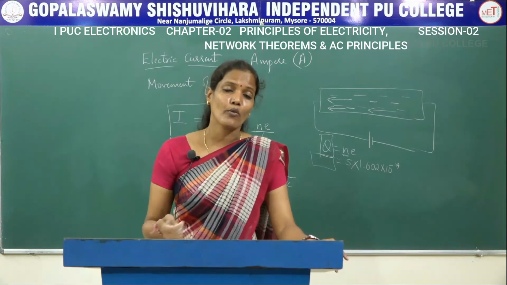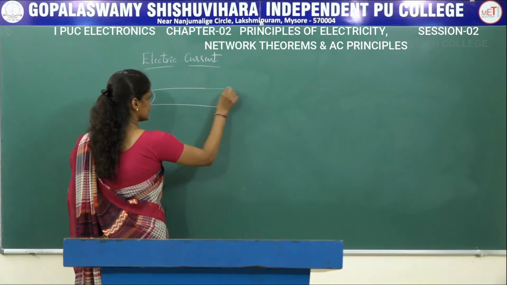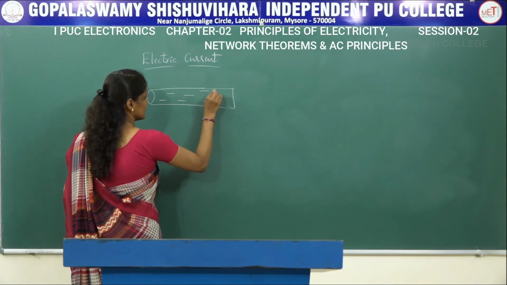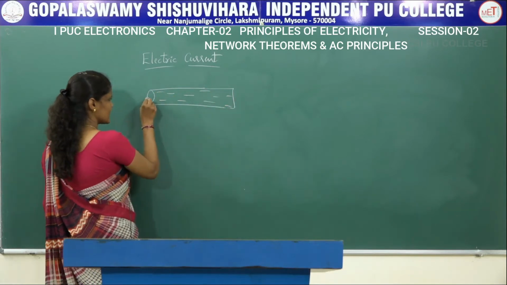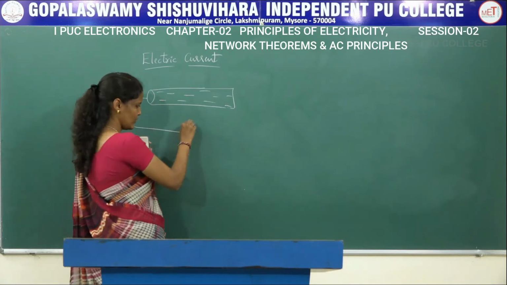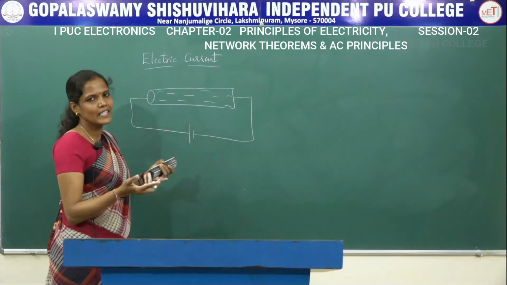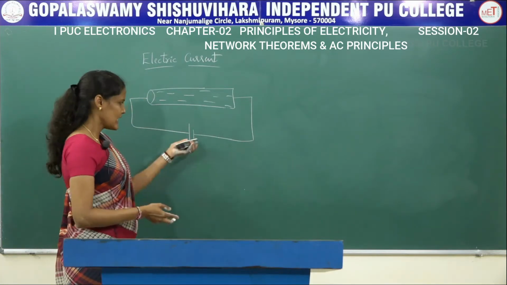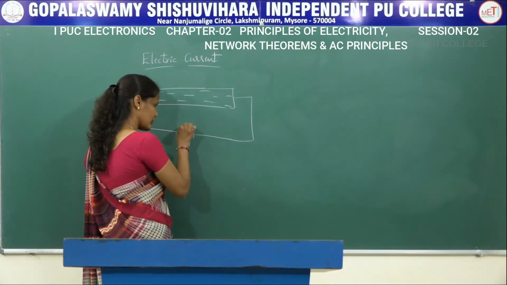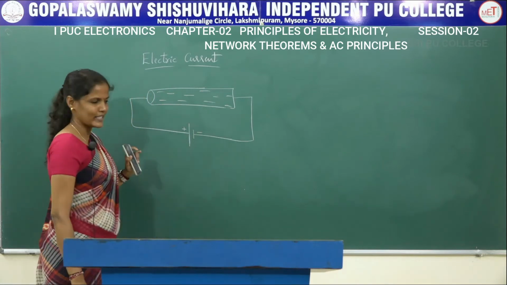Coming to the flow of this current, if we consider this as a conducting material which has a number of electrons like this, when I connect a particular source, a DC source, which gives electrical energy. Here I am going to consider a DC source. The long line we call positive polarity, and the short line we call negative polarity.